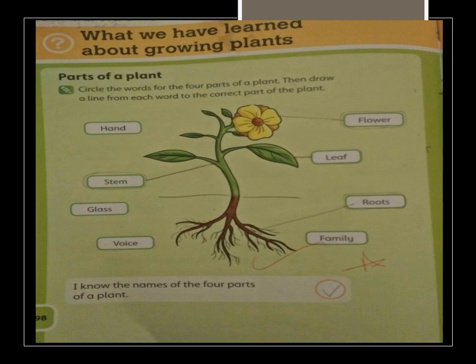This is page 98 of your science textbook. Write today's date and day on this page. Classwork 13th January 2021 and the day is Wednesday. All of you write date and day on this page.